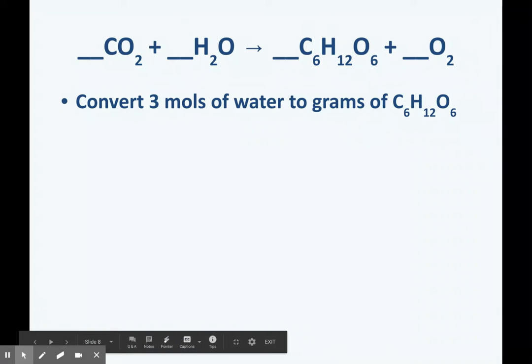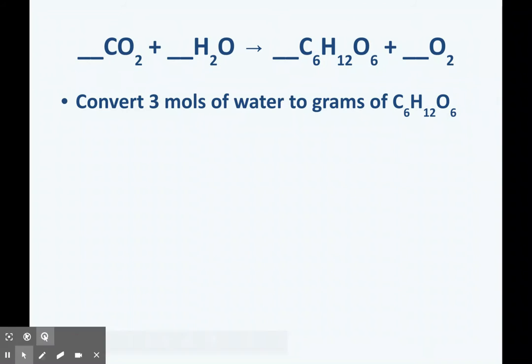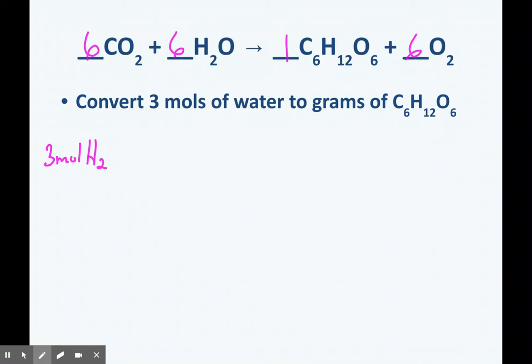Okay, so again, make sure your equation is balanced. So we need this to be a 6, 6, 1, and 6. And this says convert 3 moles of water. So we'll go ahead and write that down. 3 moles of H2O. So we're dealing with this. To grams of C6H12O6. So we're looking at this guy right here. But now we're looking at grams instead of moles like we were looking at before. So we'll go ahead and get started.